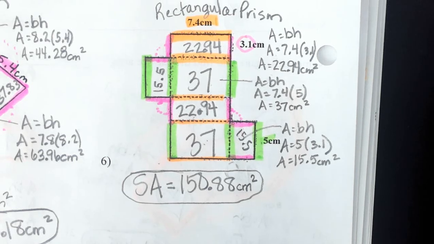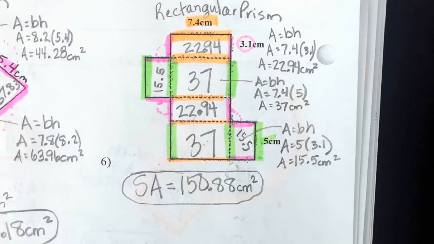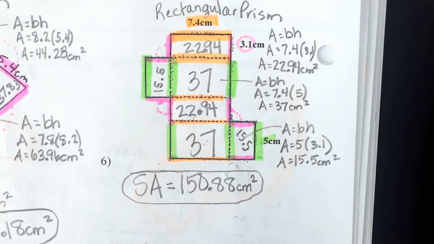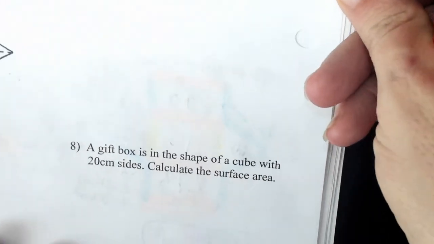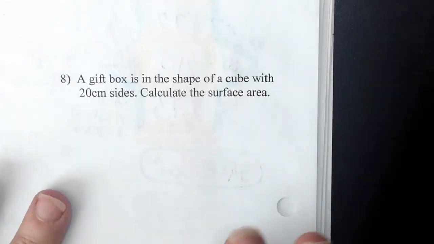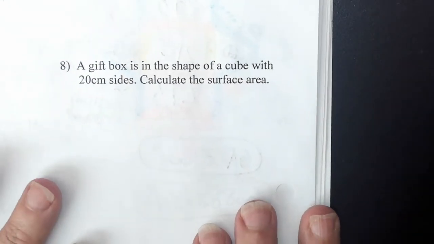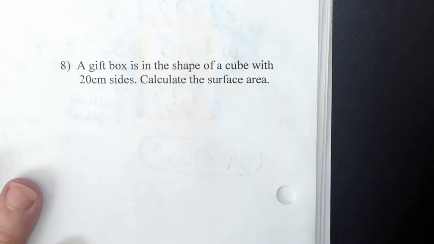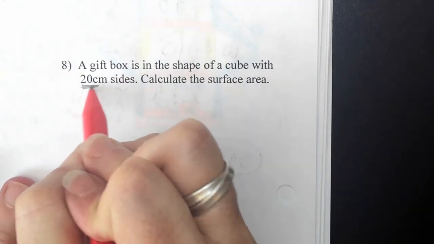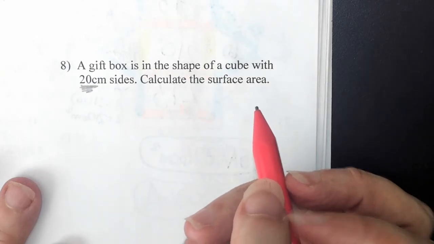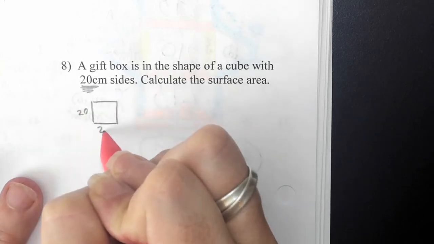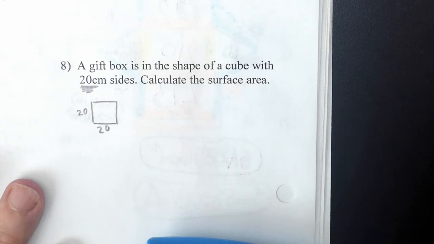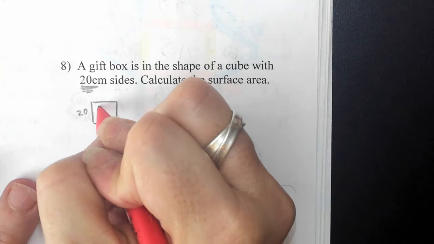Okay, I'm going to go to number 8 just in case we run out of time, but I'm going to be honest, I've helped every class with this one. It says it is a gift box, and it is in the shape of a cube. Guys, what do you know about a cube? It's a square, and all the sides are the same, so they're all 20. So if I have a square that is 20 by 20, 20 times 20 is 400.